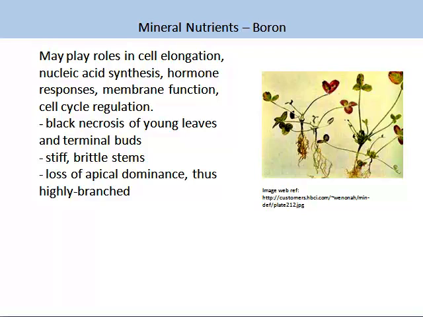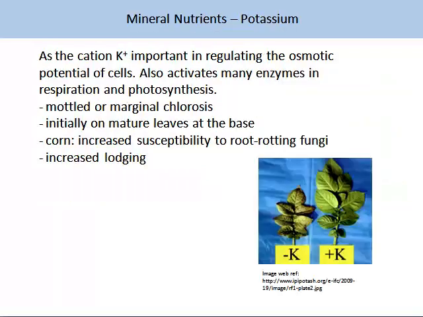Boron is an interesting micronutrient which plays a role in cell elongation, nucleic acid synthesis, hormone responses, membrane function and cell cycle regulation. When it's deficient, you can see black necrosis of young leaves and terminal buds. You may see stiff brittle stems and loss of apical dominance, thus highly branched. Here is an illustration of clover that has had boron deficiency. You will notice here that the leaves have gone red in this illustration.